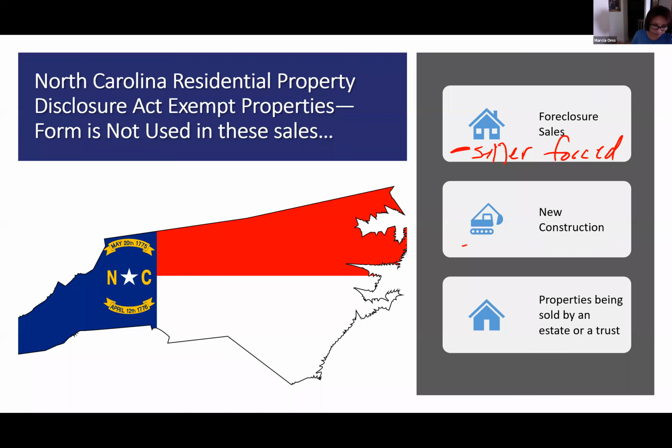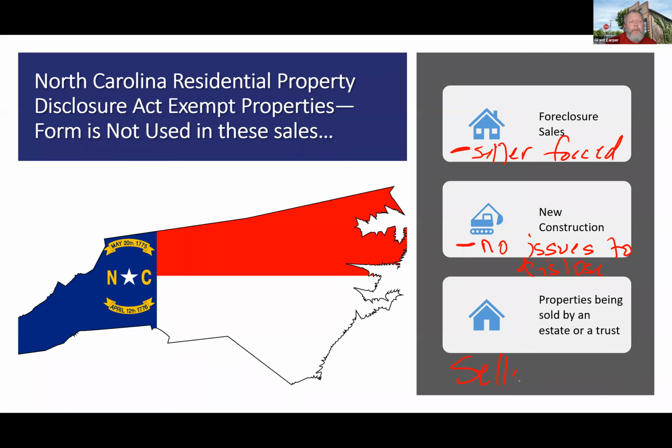How about new construction? Why would that be exempt from a disclosure form? Because there's nothing to disclose. No issues to disclose, right? It's new. There shouldn't be any problems with the property. Does that make sense for everybody? Yep.